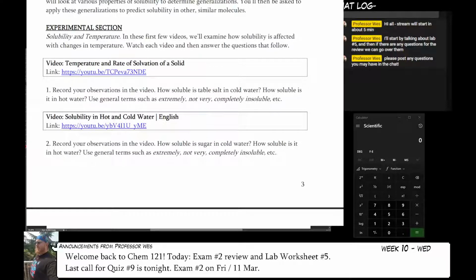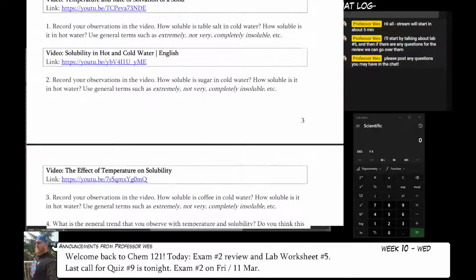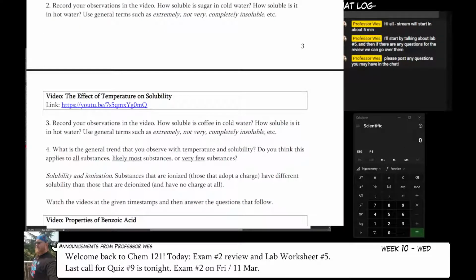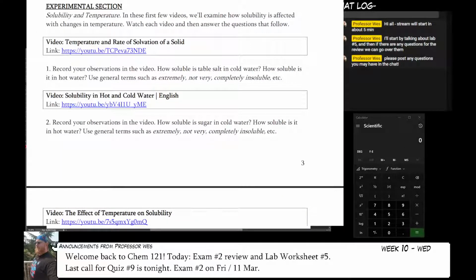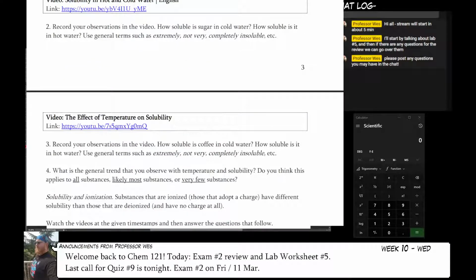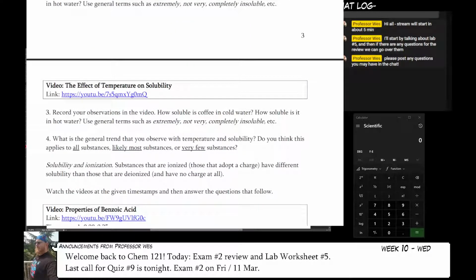And then we're going to go into just a few videos about, so here's a video on temperature. Here's a video also on temperature. And we have, let's see here. So the first one is table salt, then we have sugar, and then we have coffee. And you should be able to make a general trend or observation on what is more soluble in what, based on what you see.